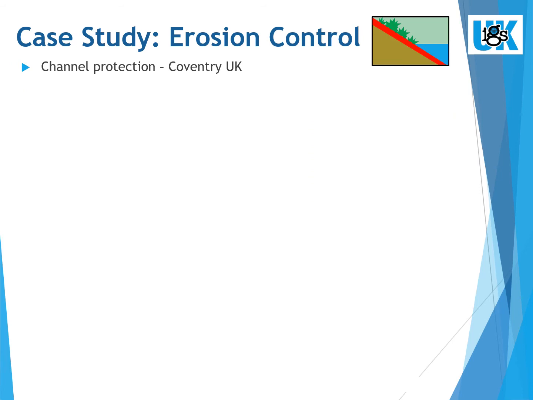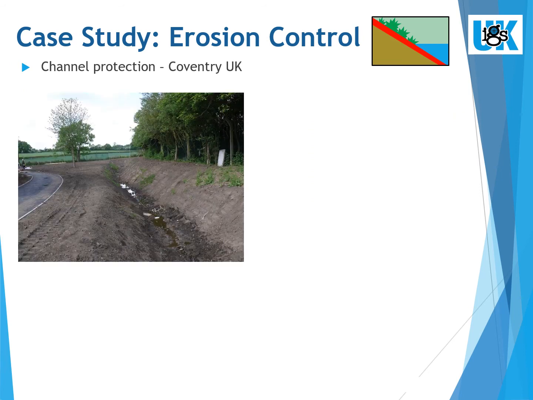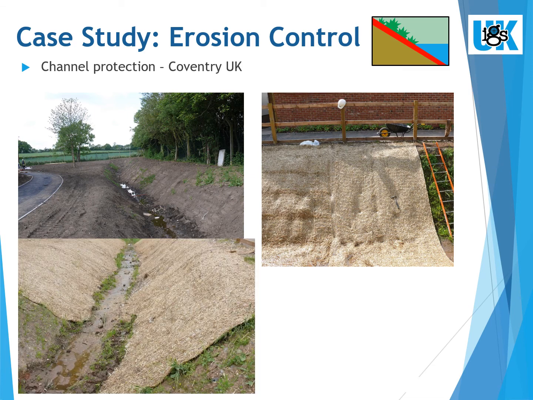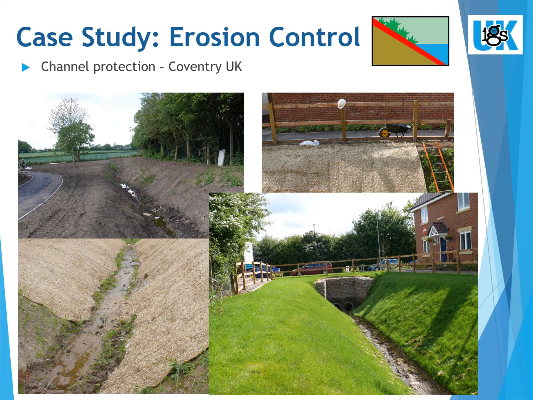This is a case study of a channel protection in Coventry. This is a very common scenario where the channel requires some rehabilitation works and in some cases it also requires changes in the realignment and dimensions. Once the construction works of the channel were finished, the slopes were protected with a temporary erosion control mat to retain the soil and help to establish the vegetation. You can see the installation of the biodegradable erosion control mat on the slopes and the final result.